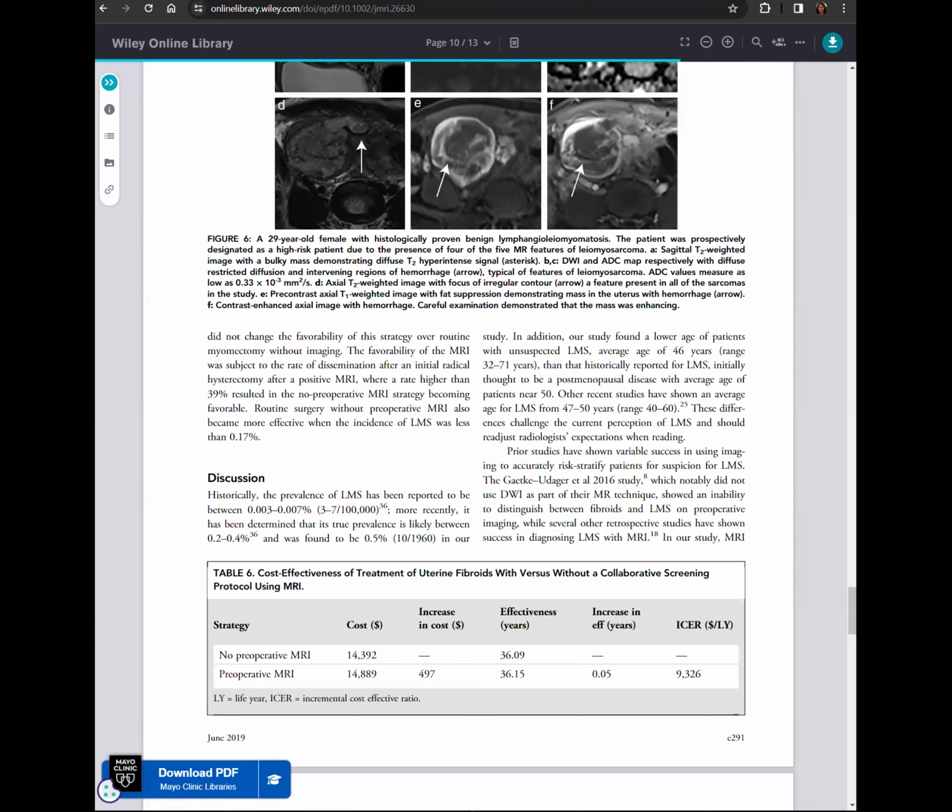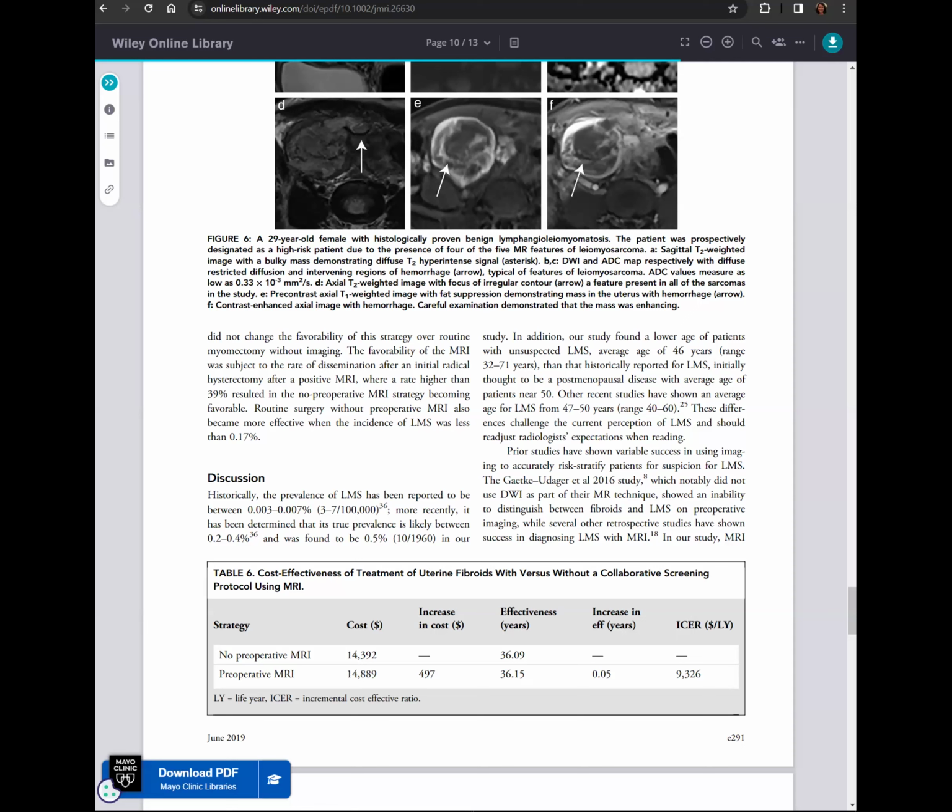Irregular margins was present in all sarcomas and 50% of the false positives. Actually, that was much better than the T2 intermediate signal. There was a lot of overlap in the T2 intermediate signal. So 80% of the false positives, like this case, had T2 intermediate signals compared to 90% of sarcomas. So that's not a good differentiator. T2 intermediate signal is sensitive, but is not specific.